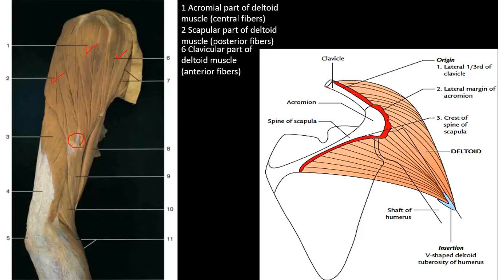Remember, trapezius is inserted also here, somewhere there, along the same line, but anteriorly. Please remember how they are related. The origin and insertion of trapezius and deltoid: the origin of deltoid is somewhat related to the insertion of trapezius muscle. Please look at that.